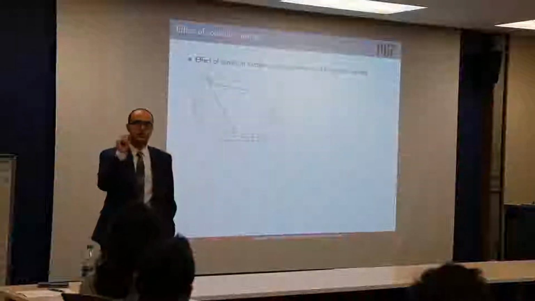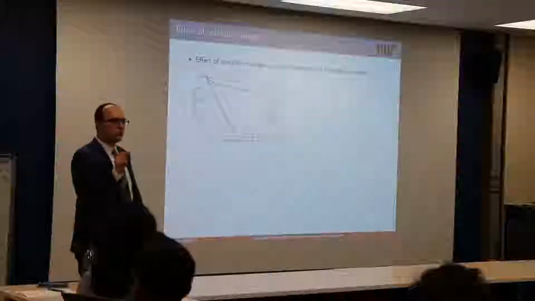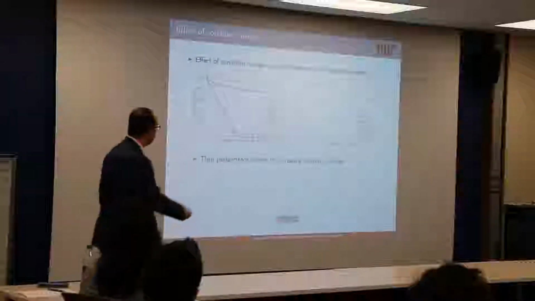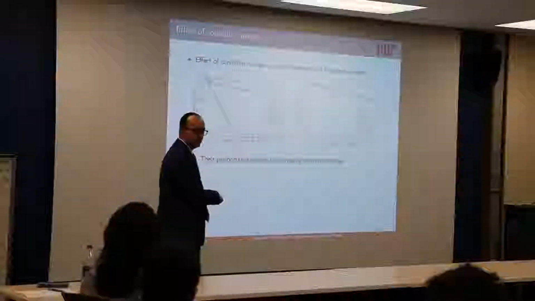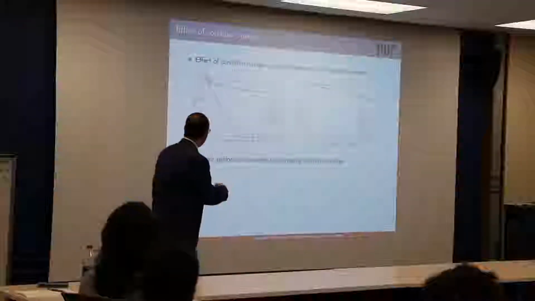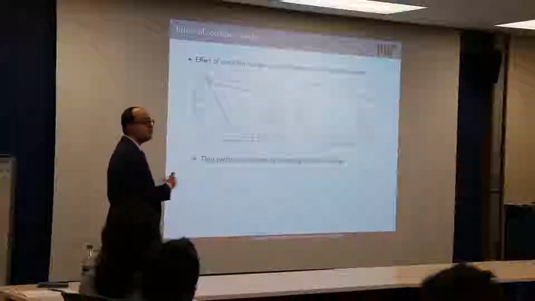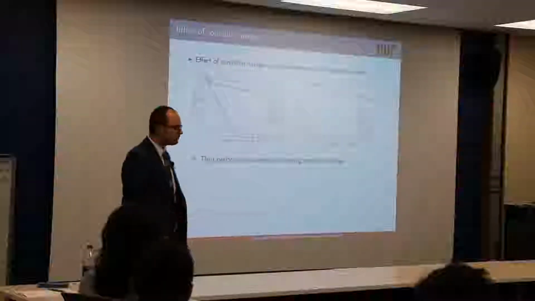But I make a simple change. I change the objective function in a way that the condition number of the problem is going to be multiplied by 10. And here is going to be the performance of these algorithms. As you can see, their performance worsens significantly once you increase the condition number of the problem.